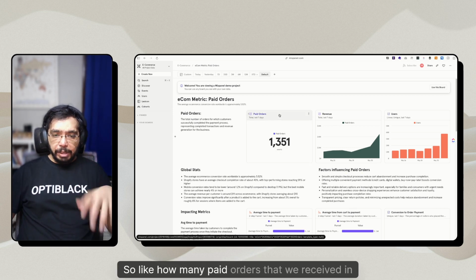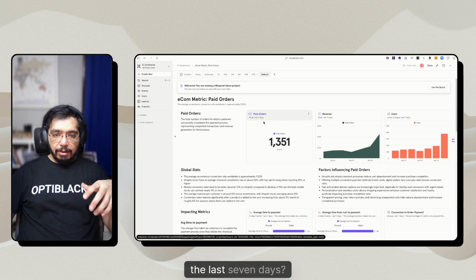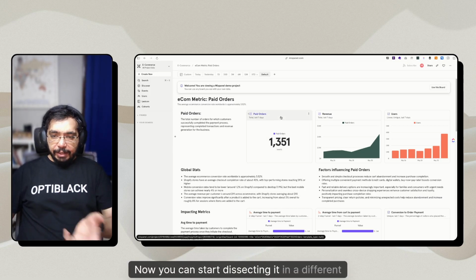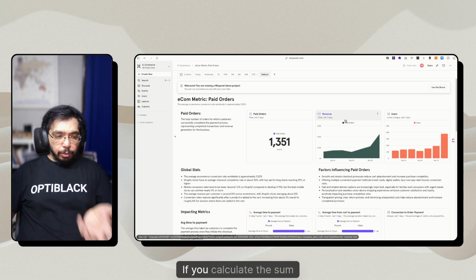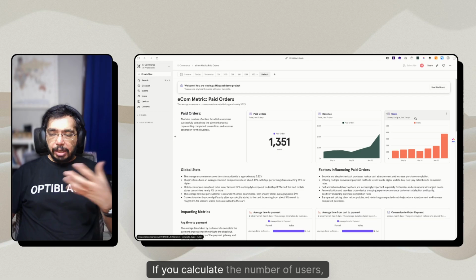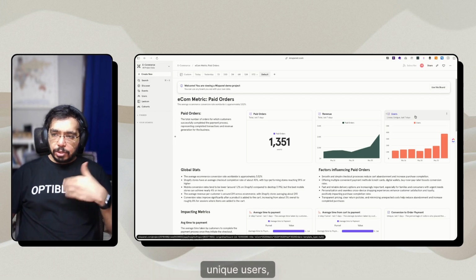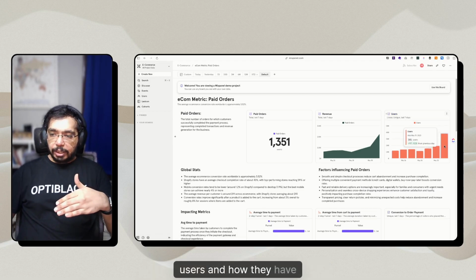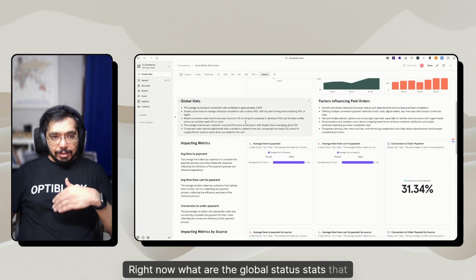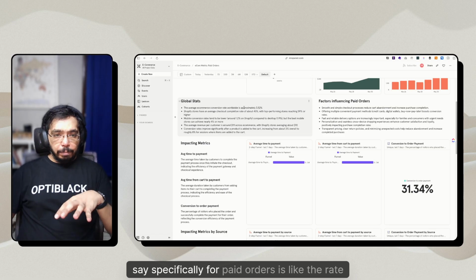The way I have designed this is the focus one. So how many paid orders did we receive in the last 7 days? 1351. Now you can start dissecting it in a different manner. If you calculate the sum of the orders, you start getting revenue. If you calculate the number of unique users, you start getting the users and how they have grown over time.